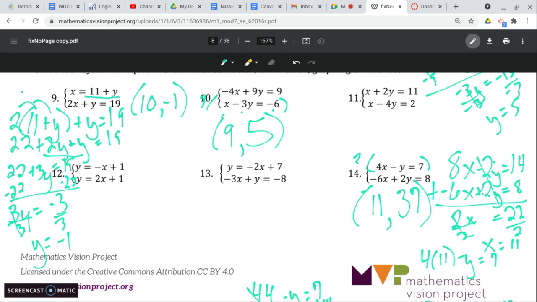All right, your keyword for this lesson is constructions. Constructions, because you have a lot of constructions to make in this one.